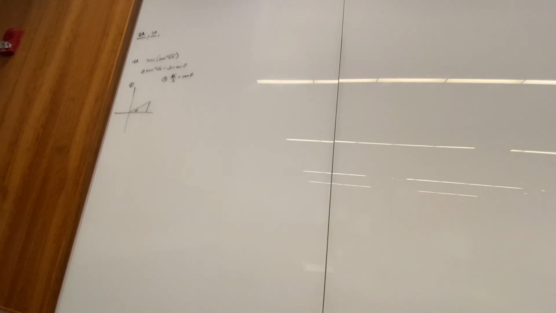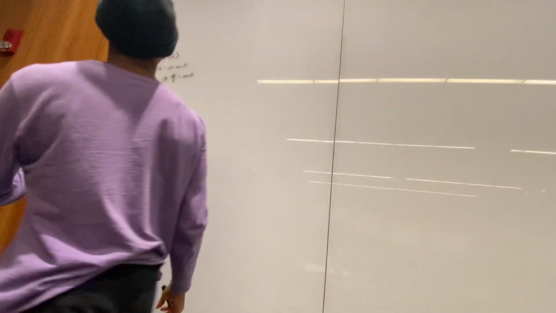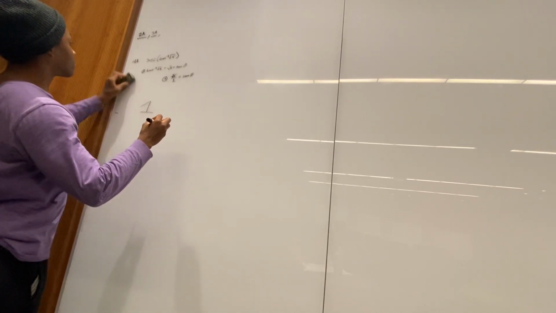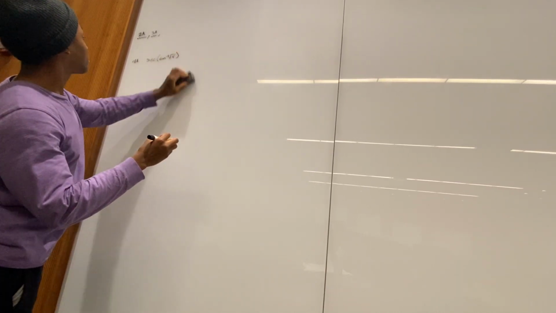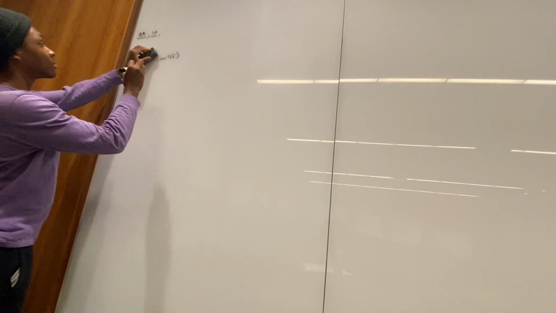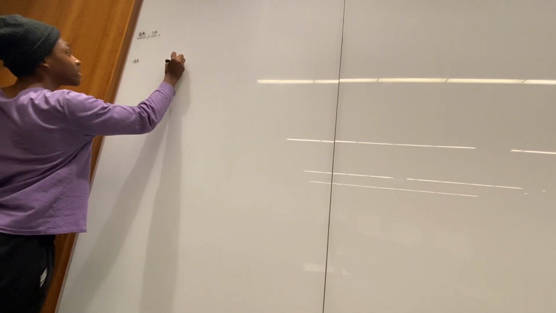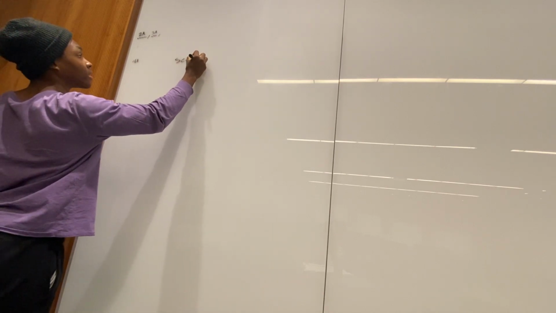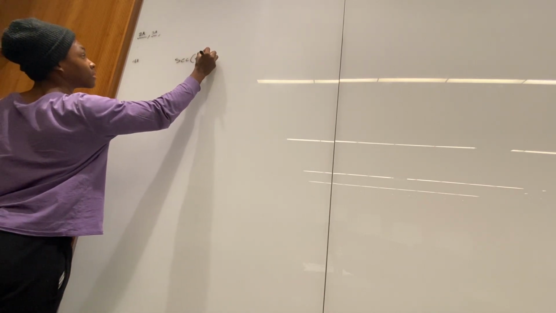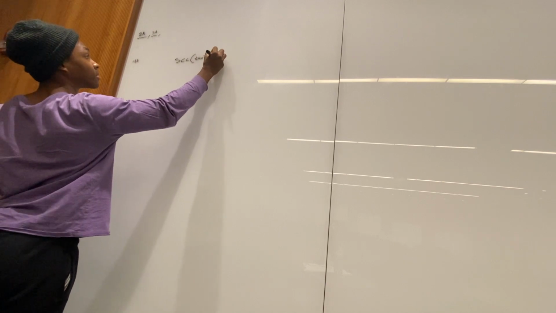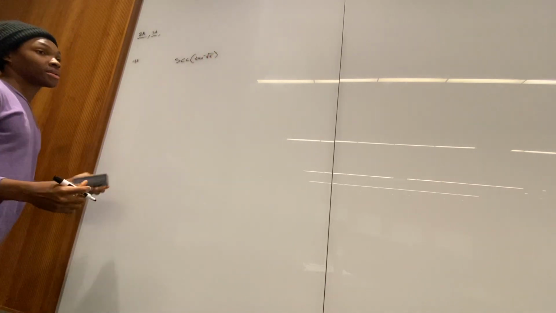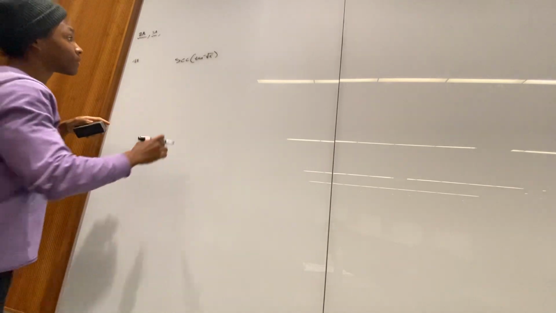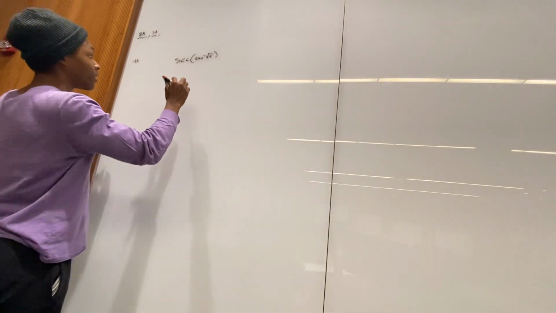Okay, so here's the problem right here. We're given, let me rewrite it, 4A, which is secant of tangent inverse of root x, and we're tasked to find this without any trigonometric functions in there.